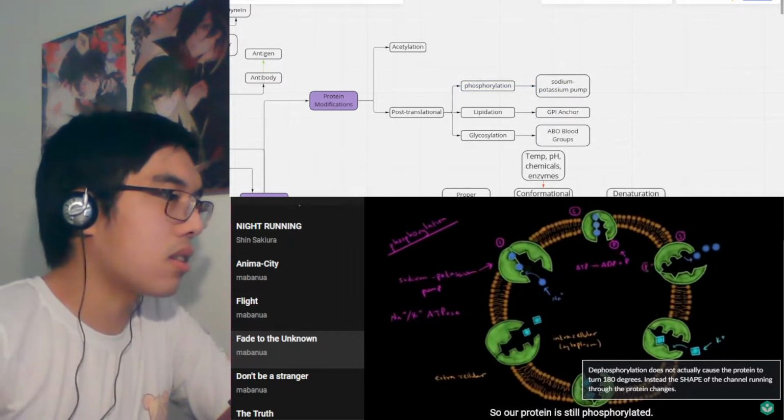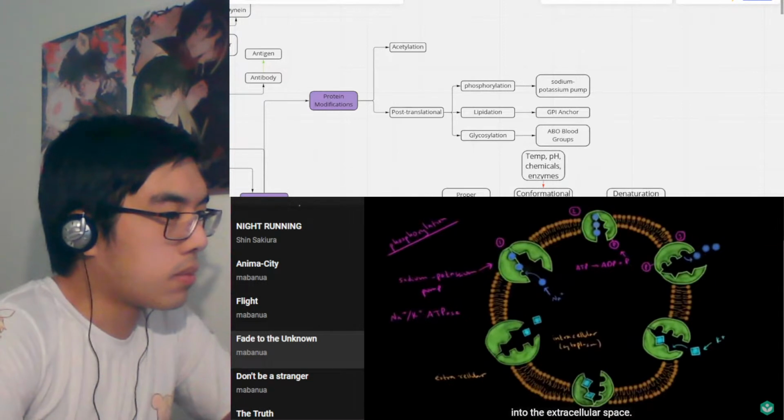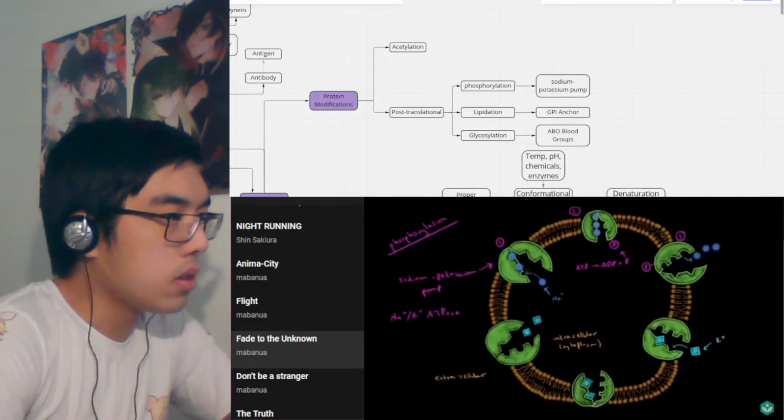So our protein is still phosphorylated. It's in a different place, but just keep in mind that there's still a phosphate group attached to that protein. And then the protein releases these sodium ions into the extracellular space. The next step is number 4, and again, we are still phosphorylated, with a phosphate group attached to our protein. The potassium ions on the outside of the cell will attach themselves to the receptor sites on the protein.